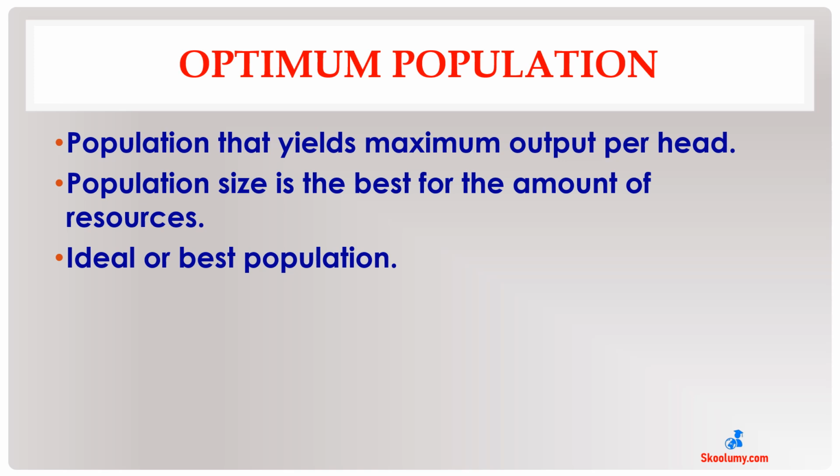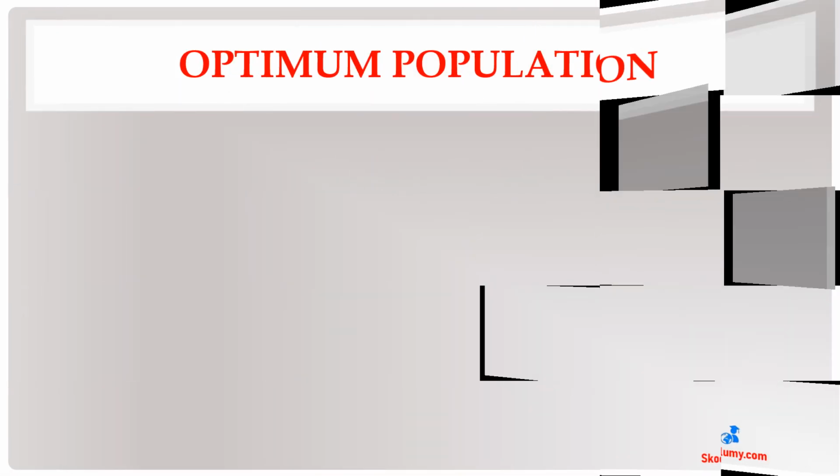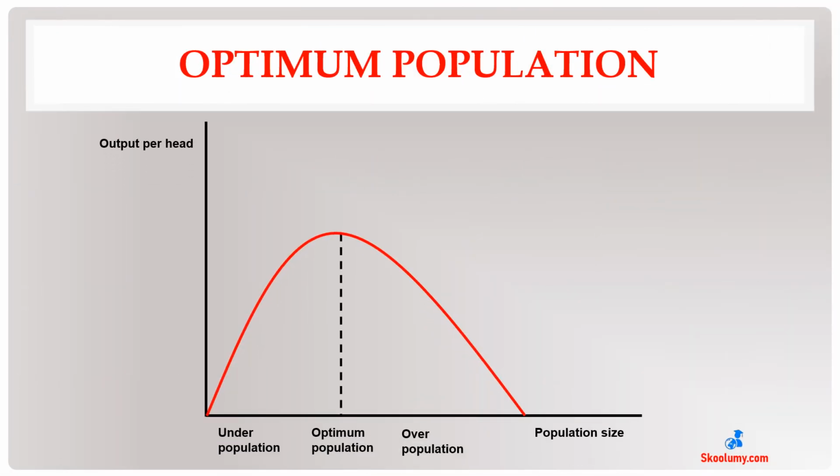The optimum population is the ideal population size that is the best for the resources of the country. The optimum population is shown in the diagram. It is between underpopulation and overpopulation. It is not just about the population size. It is the population size compared with the available resources. There are enough people to use the existing resources to produce maximum return per head for an optimum population.